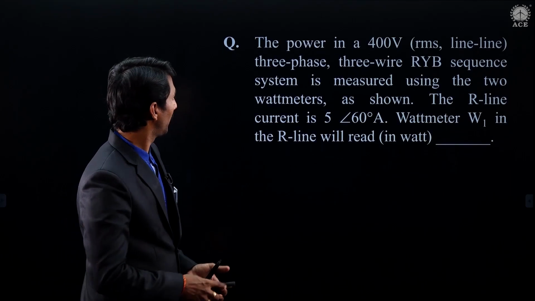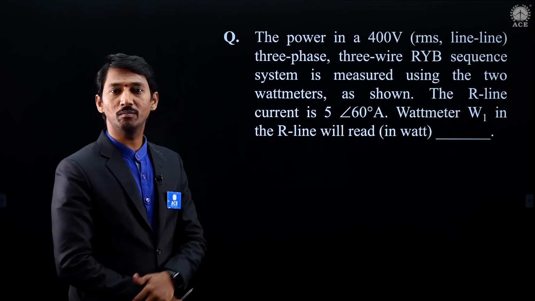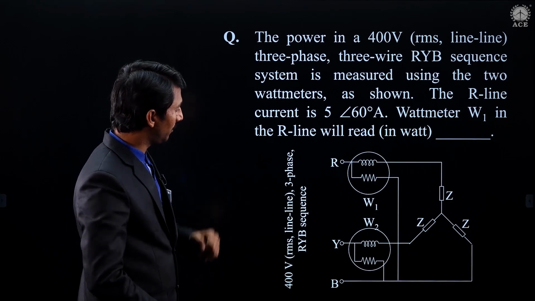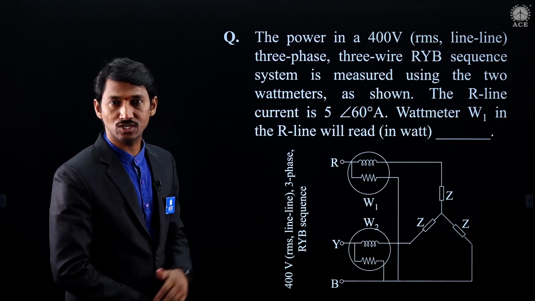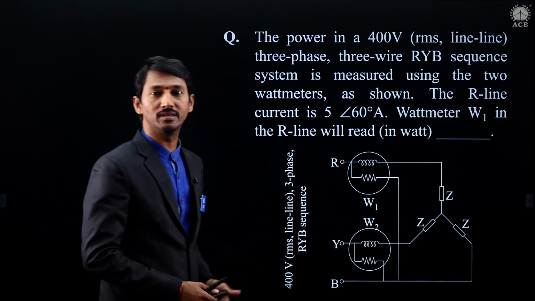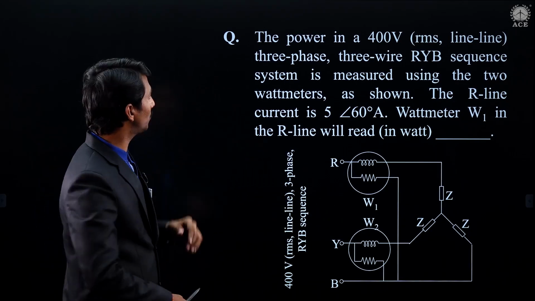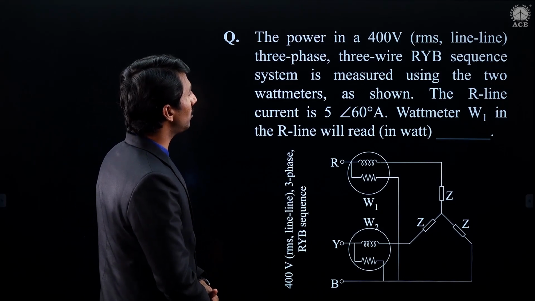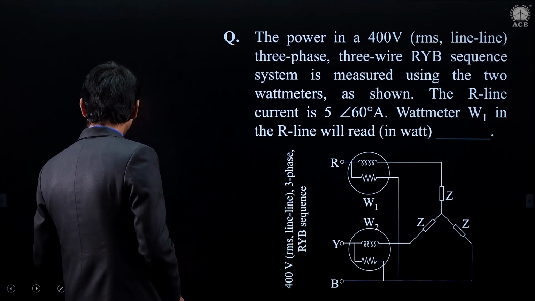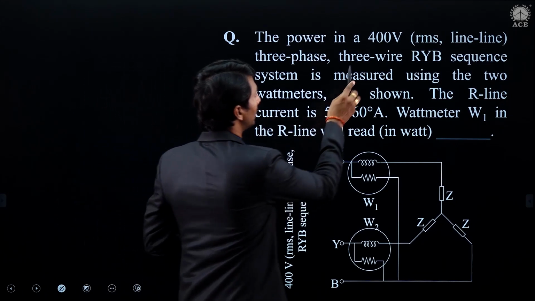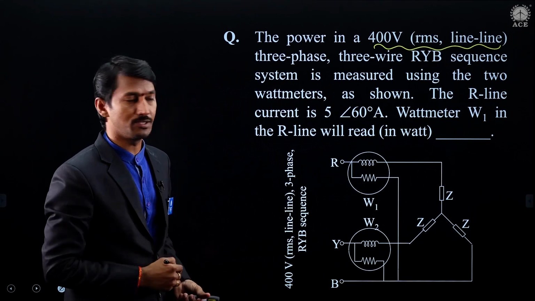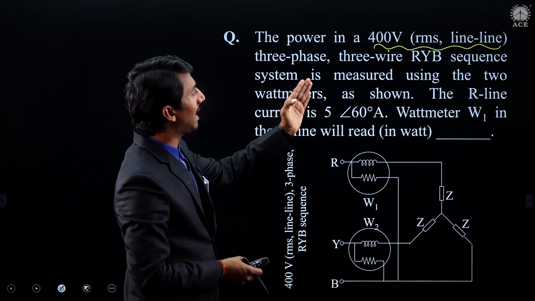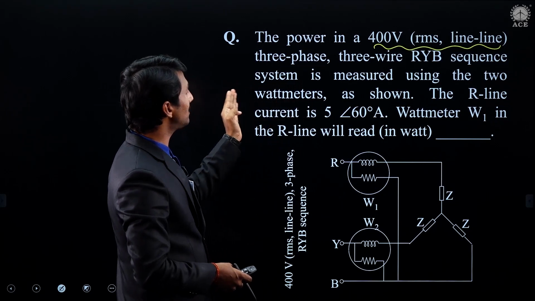Clear? The next question from measurements is related to power measurement. Here the given figure is a 3-phase RYB line, star connection, and the 2 wattmeter method structure is given. Let us see the question. The power in a 400 volt RMS line to line, right? In the given question, he has mentioned that this 400 volt is line to line voltage. So line voltage. 3-phase 3-wire RYB sequence system.